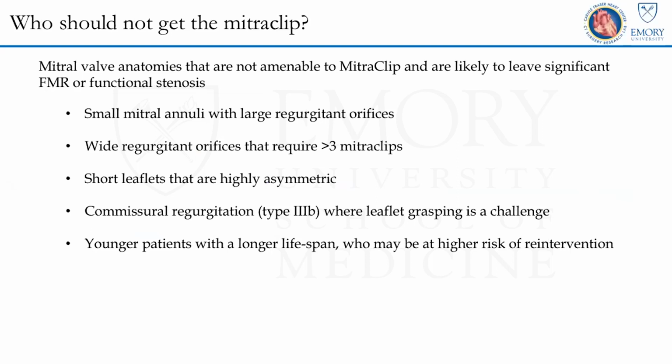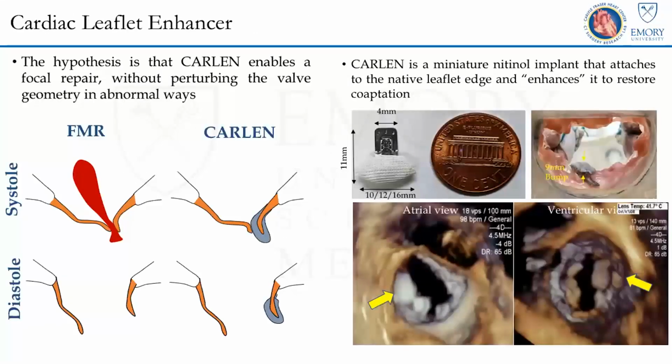So the biggest challenge with MitraClip is that the anatomy for MitraClip is highly limited in its application, and it can possibly be applied to patients who have a nice central mitral regurgitation with a very large mitral valve area. However, what about other patients? So we went back to the laboratory and we started developing a different concept, which is instead of clipping the leaflets, we would enhance the leaflet to enable coaptation.